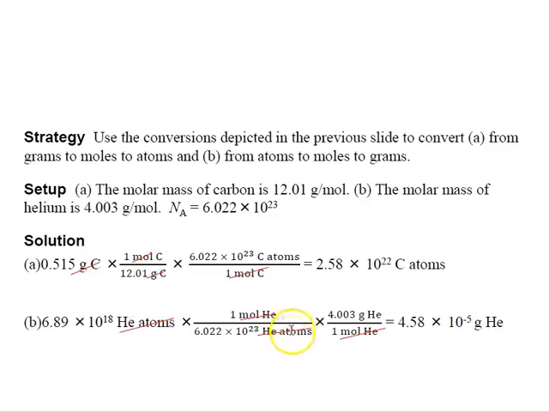So atoms cancel. We're left with moles. We need to perform one more step. We use the atomic mass of helium, 4.003. Moles in the denominator. Moles cancel. Performing the math here, we have 6.89 times 10 to the 18. Use that parentheses and EE. You would then divide by Avogadro's number and then multiply by 4.003. And the answer comes out to be 4.58 times 10 to the negative 5 grams of helium.